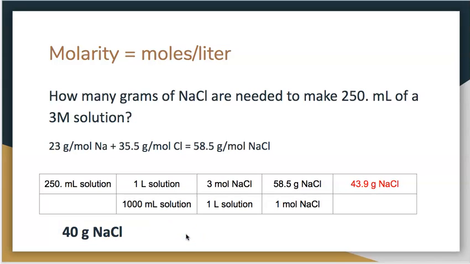That was a brief overview on concentration and how to use molarity. Like I said, this one's a little bit shorter.